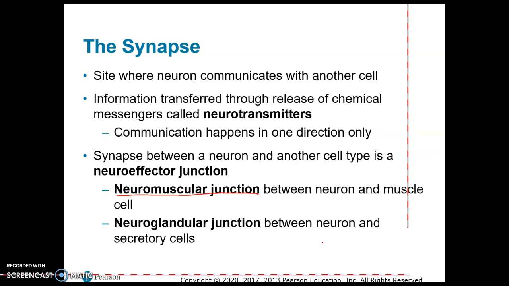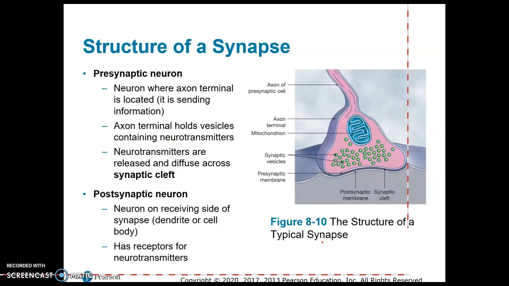But the signals, the chemical messengers that are released across the synapse, are called neurotransmitters. And the only one we learned about so far has been acetylcholine. But we do need to learn some terminology. So the axon terminal that contains those synaptic vesicles, that's going to release those synaptic vesicles across the synaptic cleft, is called the presynaptic neuron. And then the target, if it's another neuron, is called the postsynaptic neuron.